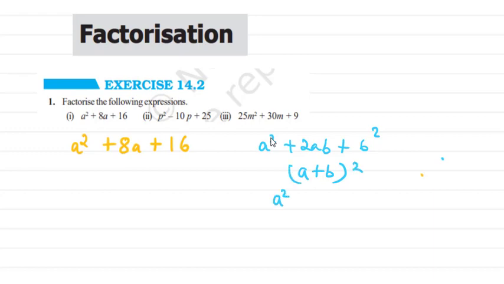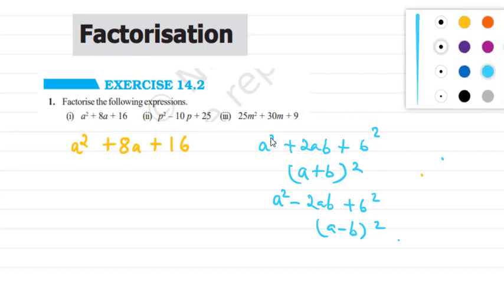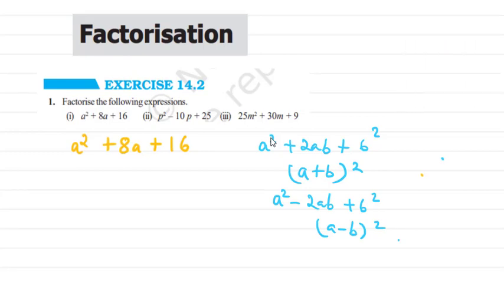Or if you can get this form as well, a square minus 2ab plus b square, that will be the square of a minus b. Okay, so this you can try, and if you get it, then you will easily get the square. So here in this question, the first one is a square, so that can be written as a square. Then 16 is the square of 4, that you know.